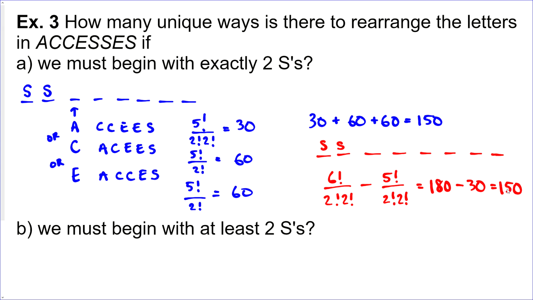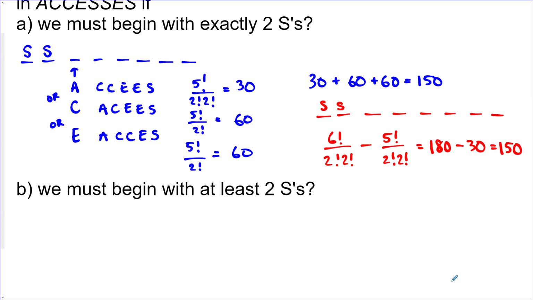Now the next one, we must begin with at least 2 S's. That means we could have 2 S's or we could have 3. That's actually this case right here. It means we don't care what's happening, so it's just 6 factorial over 2 factorial. 2 factorial is 6 letters left after the 2 S's are in front. Shuffle them around. Who cares if the S comes next or not? And this is just 180.